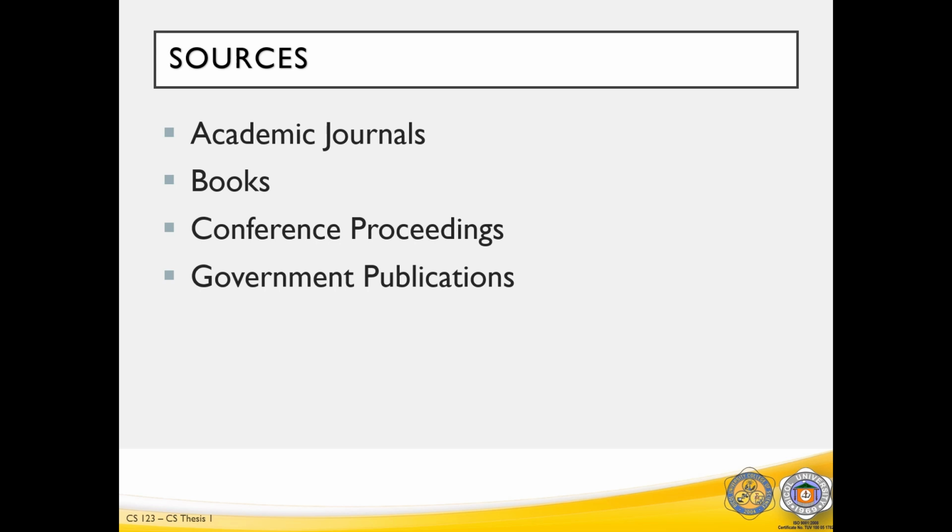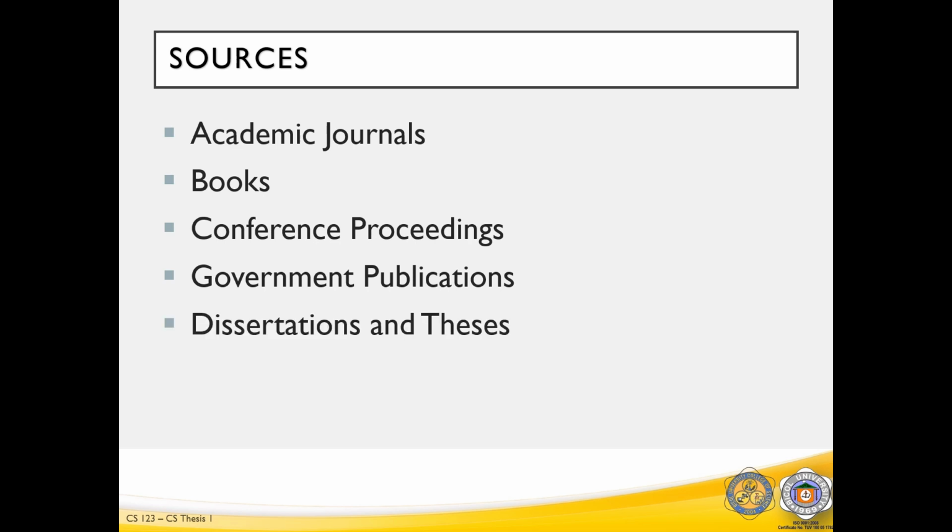Next is government publications. If your study is more on evaluation of policies or development of a policy or something like that, you can get some information through government publications. So government agencies often publish reports and studies on various topics. These reports can provide authoritative information and data. So you look for these government websites if ever the study is related to that.